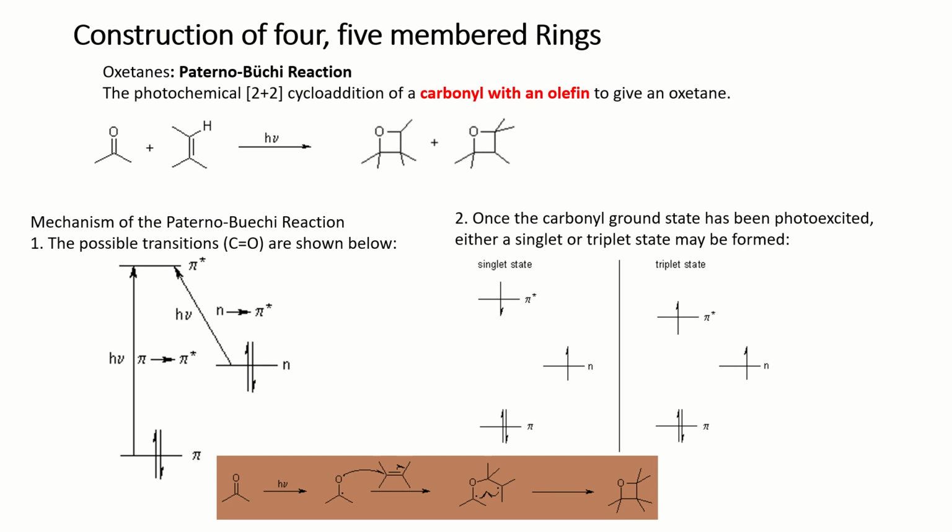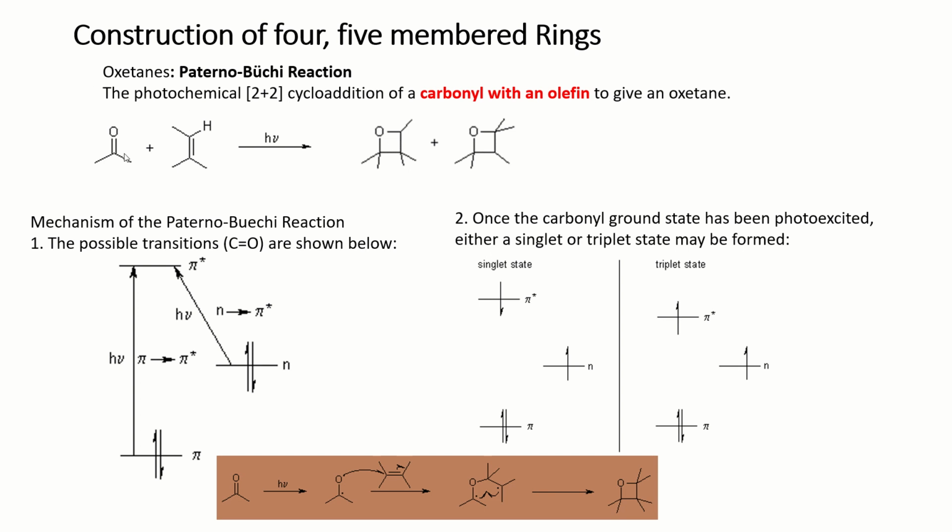So what is that Paterno-Buchi reaction? It is a photochemical 2+2 cycloaddition reaction to form 4-membered oxetane rings, where an excited carbonyl compound reacts with an olefin. So basically this oxetane is a product of the photochemical reaction of a carbonyl compound with an olefin. That is what is known as the Paterno-Buchi reaction.